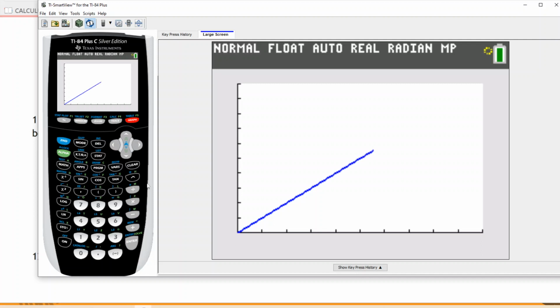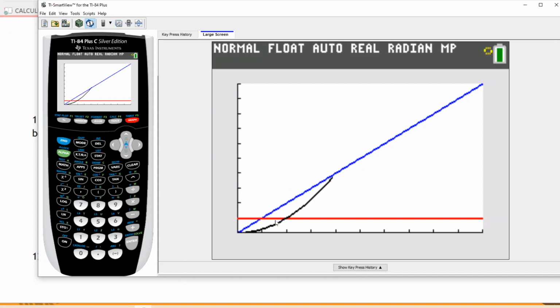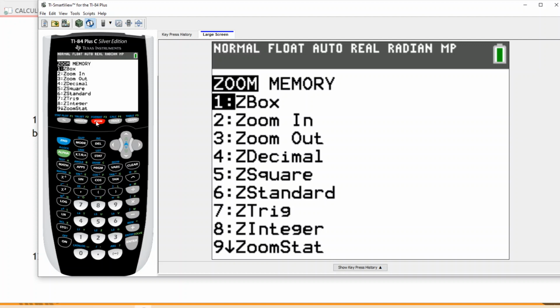So that's the left boundary. The next one is going to be the above boundary. And the next one's going to be the right boundary. Okay, so we're talking about this region right over here. Let's zoom in on that. And for that closer zoom, I'm going to use the zoom box.